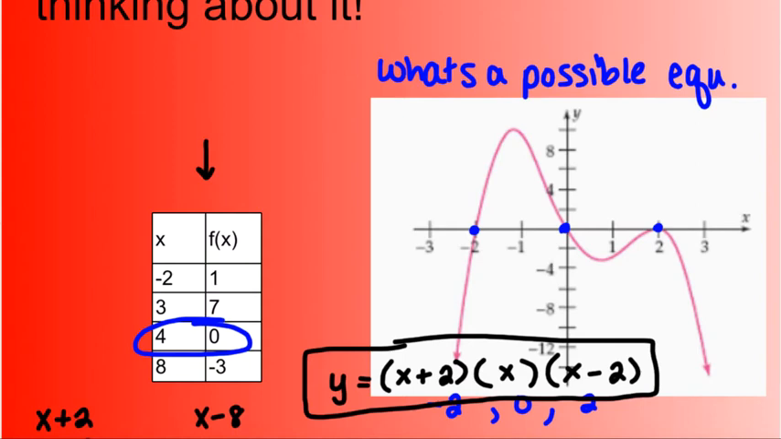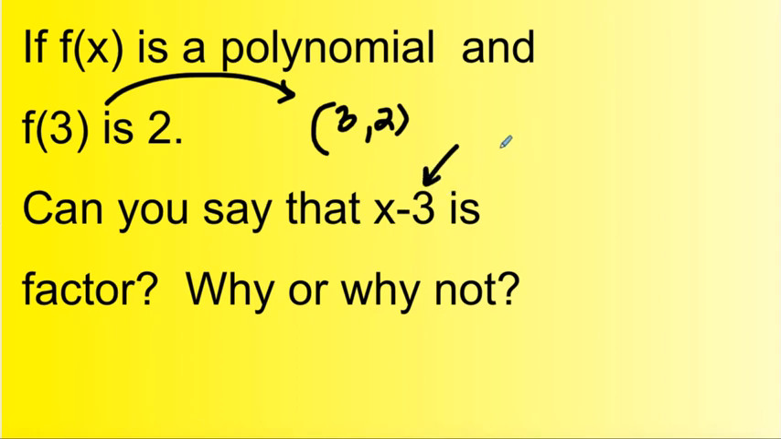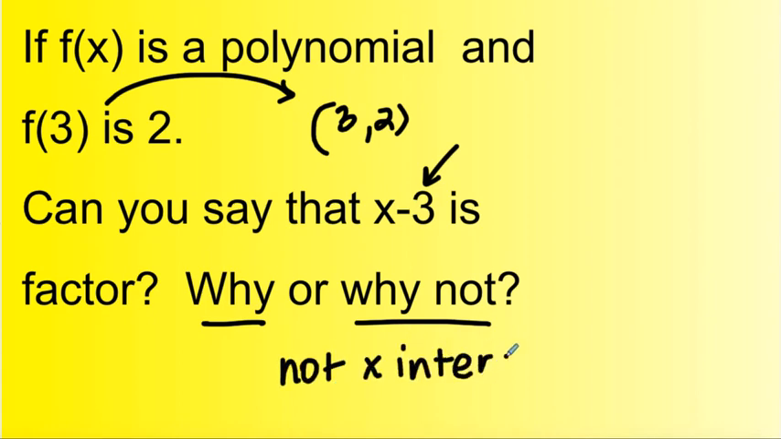Lots of ways they could ask it on the SAT, and they might not use the word factors. Here's a good example of thinking about it with notation. If f of x is a polynomial and f at 3 is 2, can you say that x minus 3 is a factor? Well, this is the point 3, 2. Remember, function notation is just a way to represent coordinate points or to represent inputs and outputs. So 3, 2 is not an x-intercept, so that means that x minus 3 is not a factor. And that could be why or why not, because the point 3, 2 just doesn't give me enough information, and 2 is not 0, so it is not an x-intercept.